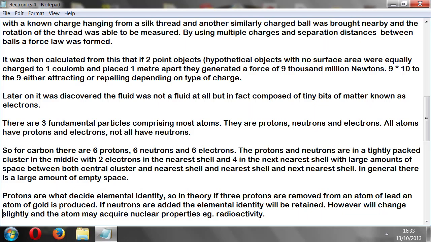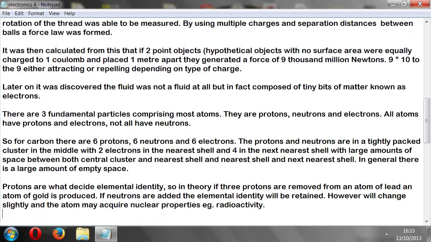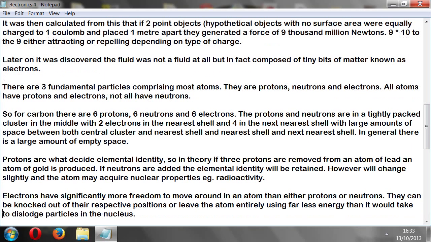And protons are what decide the elemental identity. So if you did remove 3 protons from an atom of lead, you can make an atom of gold. Obviously it's very, very difficult to do that sort of thing. If you've got more neutrons, it's still going to be the same element, but there's going to be different nuclear properties. There might be radioactivity, for example.